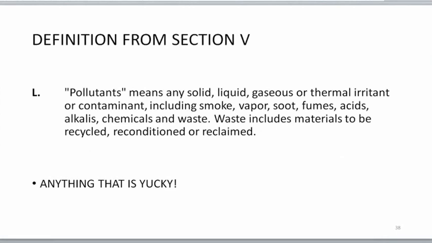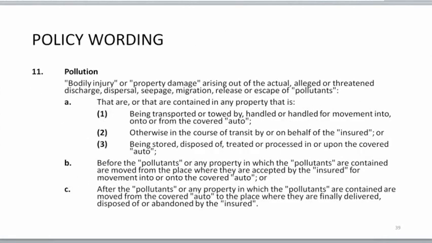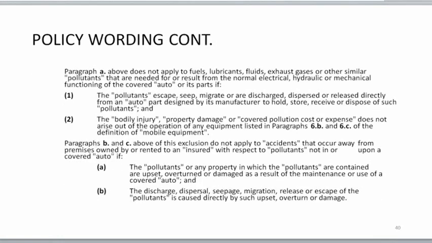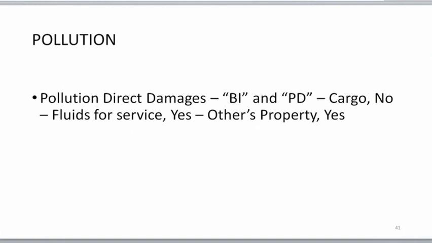If you look at definition G or L in the policy, a pollutant is anything that's yucky. Here's the definition. We can look at it all day. For the sake of time, I'm going to the bottom line. The bottom line is, this is pollution direct damage. This is exclusion 11 in the policy. We exclude bodily injury and property damage, but not if it's from the cargo. We do not exclude it if it's from the fluids that make the vehicle go, or if it's other people's property.